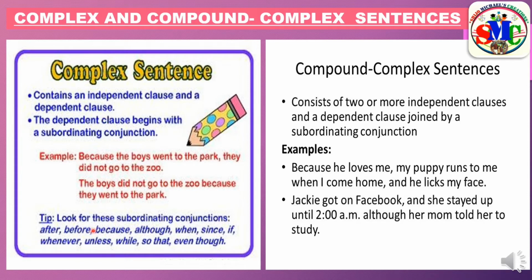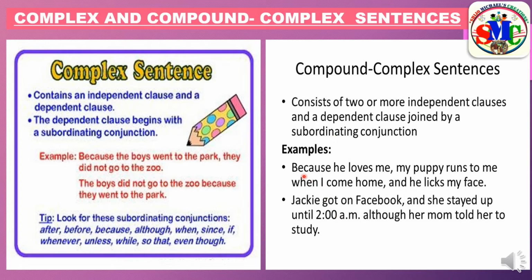We have already learned about subordinating conjunctions earlier. Here also you can see them. Now let us go to compound complex sentences. They consist of two or more independent clauses and a dependent clause joined by a subordinating conjunction. The main condition is that there should be two or more independent clauses, and there should be a dependent clause also, at least one.